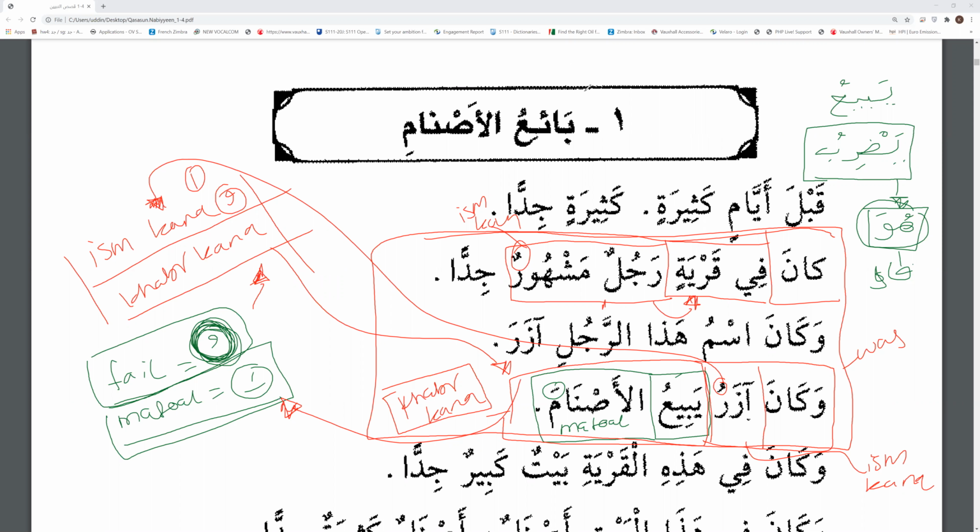So Allah subhanahu wa ta'ala says, فَإِنَّ مَعَ الْعُسْرِ يُسْرًا إِنَّ مَعَ الْعُسْرِ يُسْرًا, meaning, indeed, after the hardship comes ease. After the hardship comes ease. So if you struggle, with one hardship comes two eases.